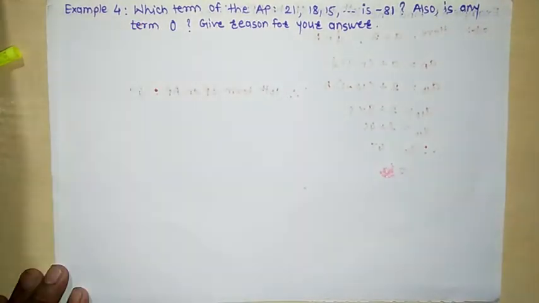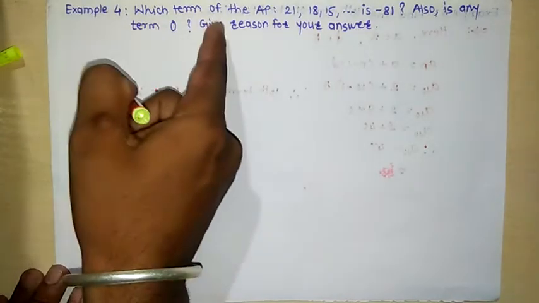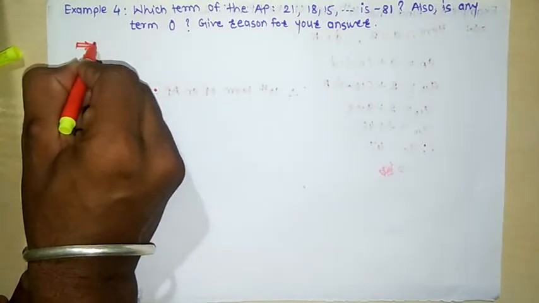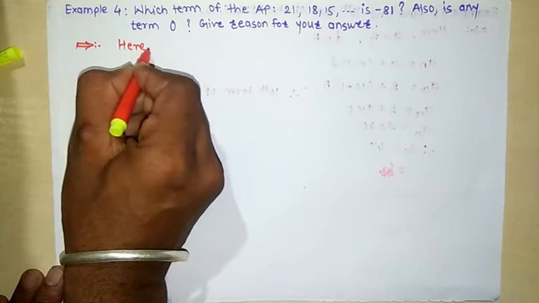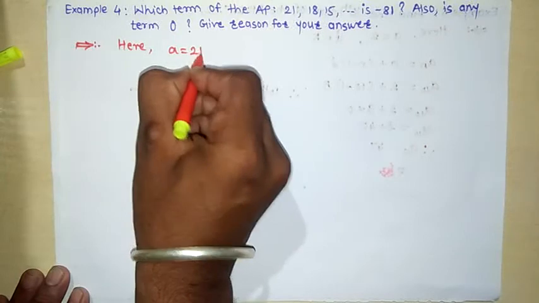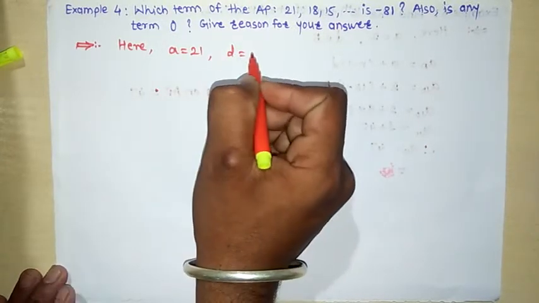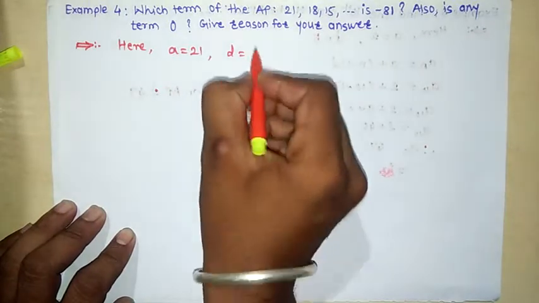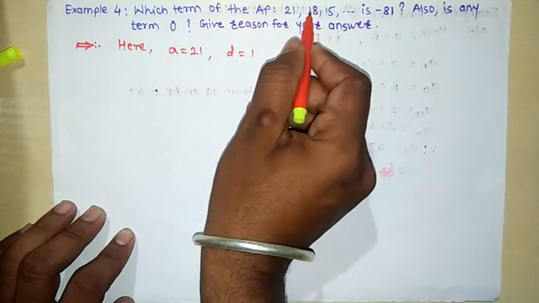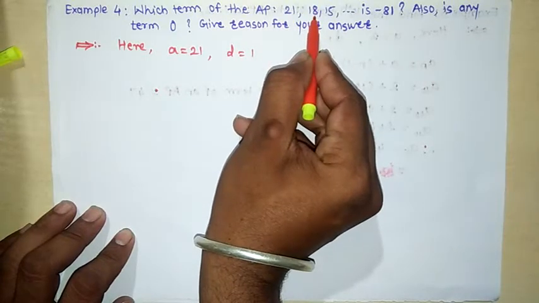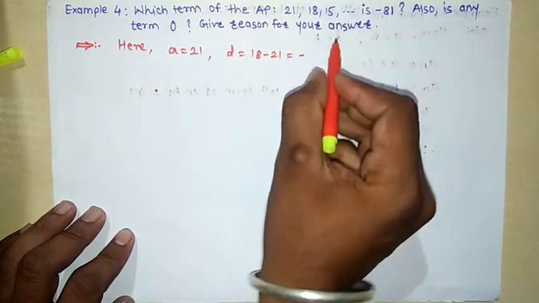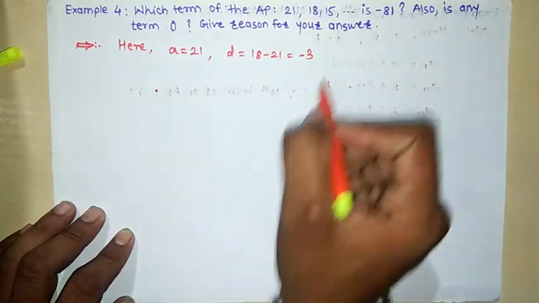What is asked? Which term of the AP is minus 81? We have to find. Here, what is given? Here a, the first term, is equal to 21. And what is the common difference d here? How to find it? Succeeding term minus preceding term. That is, succeeding term 18 minus preceding term 21, which is equal to minus 3. Here d is minus 3.